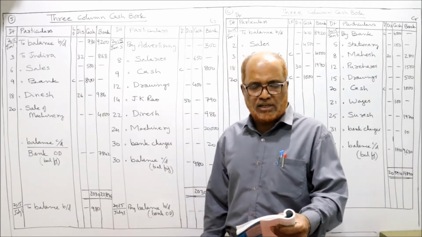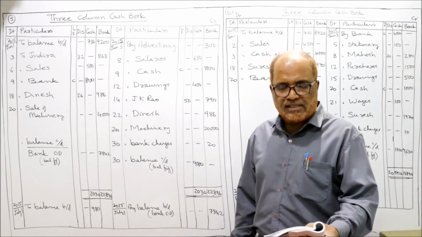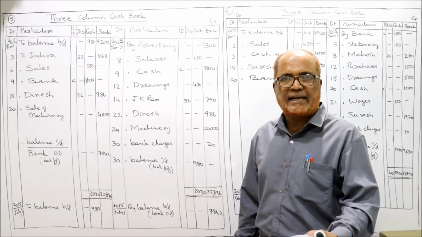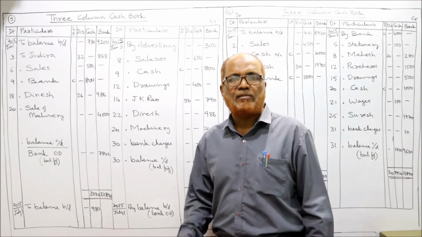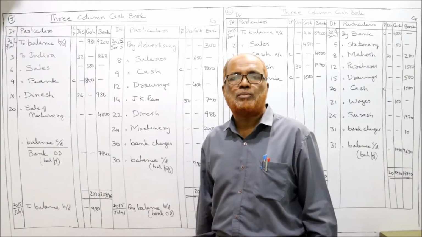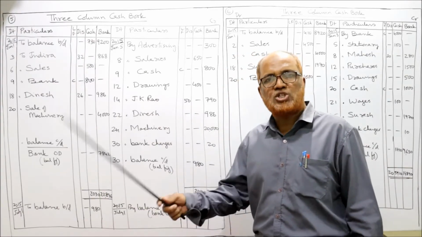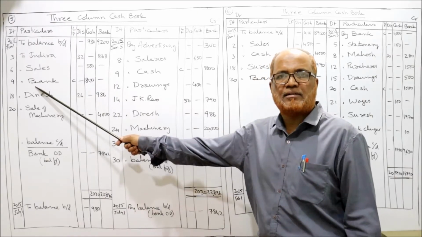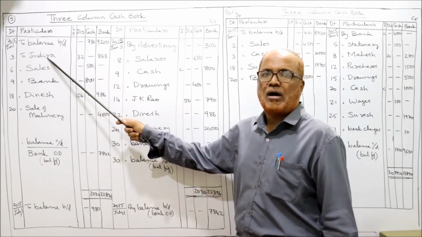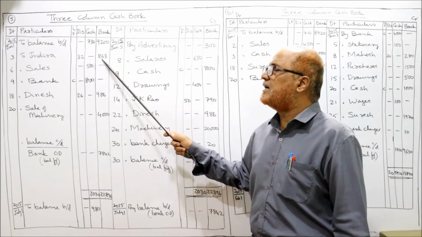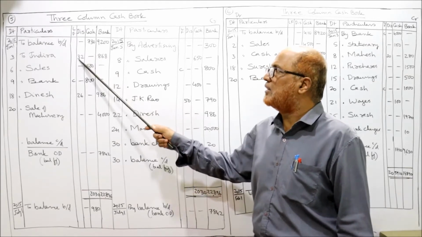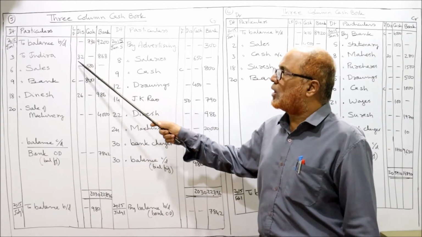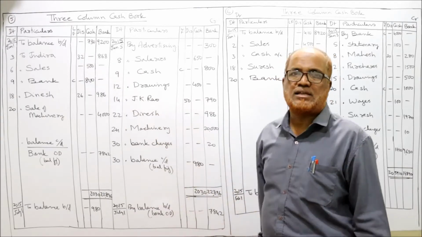The first transaction is 3rd June. Received check from Indra, rupees 868, discount 32. Received a check. When we receive a check, we deposit it into the bank. So debit side, to Indra. So what is the amount of the check? 868 is the amount of the check. And how much discount have we allowed? 32 rupees discount. So discount column 32, bank column 868.